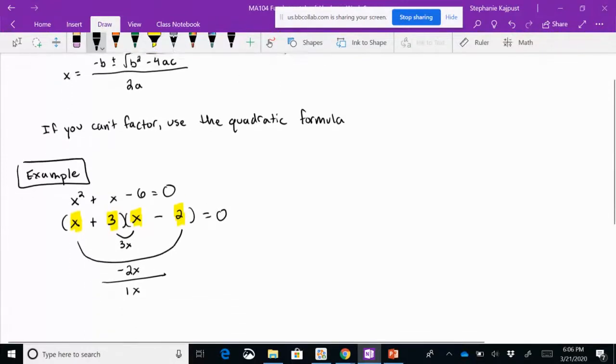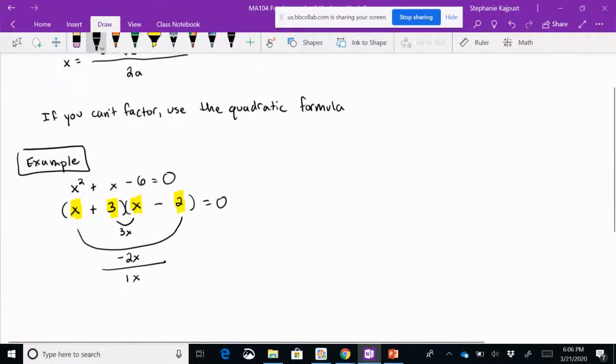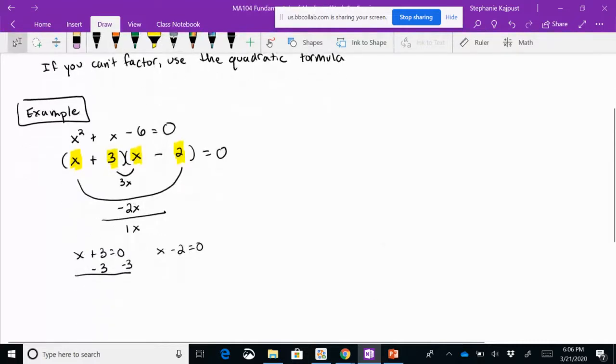So when you're solving by factoring, once you factor, you set each thing equal to 0. So you have x plus 3 equal to 0, and then x minus 2 equal to 0. Everything in parentheses is set equal to 0, and then you solve for x. So I'd be subtracting 3 from both sides. And my first answer is x equals negative 3. And then I add 2 to both sides. And my second answer is x equals 2.